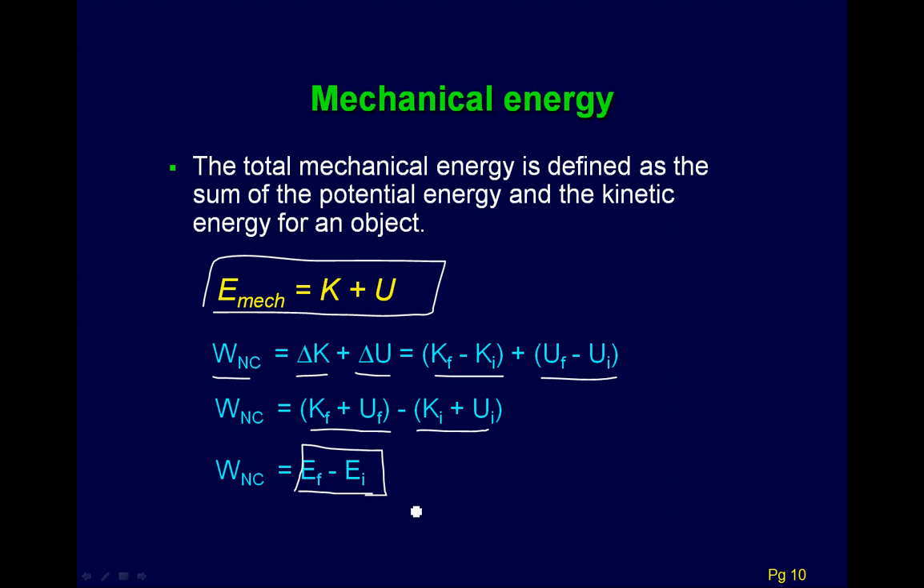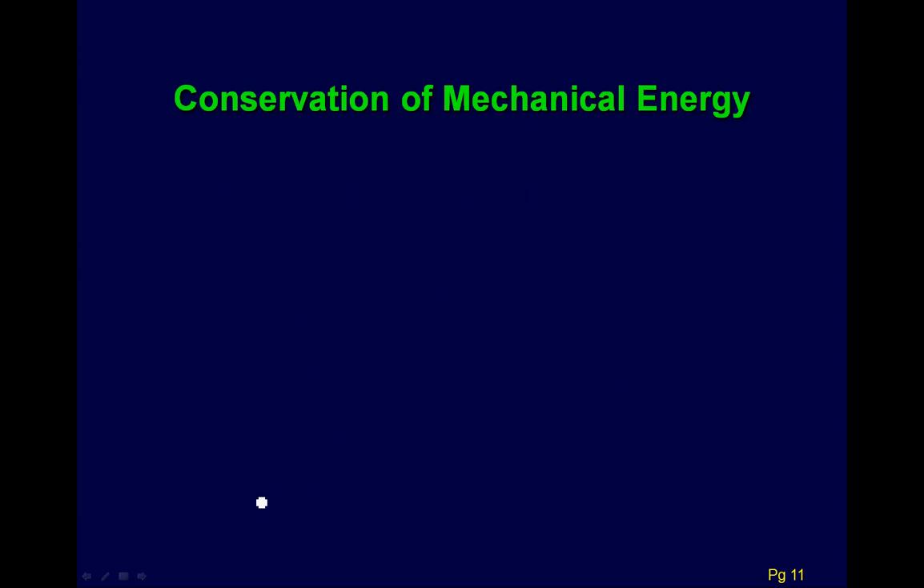So be careful, here I dropped the subscript where you write mechanical, and this is something that we do sometimes, basically because we write this so many times. We'll oftentimes just write E instead of E sub mechanical, but here I'm saying that this is the final mechanical energy minus the initial mechanical energy, and that'll equal the work done by the non-conservative forces.